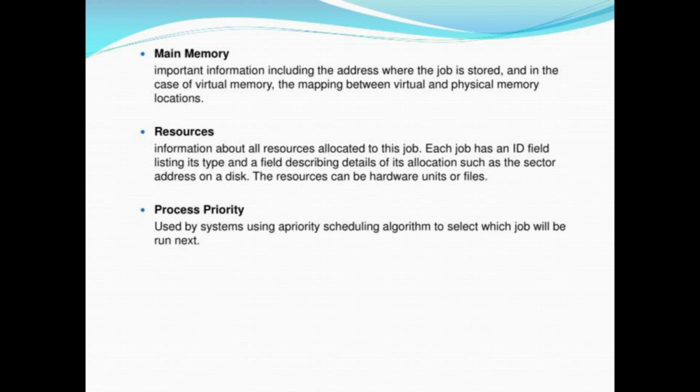Main memory: important information including the address where the job is stored and, in the case of virtual memory, the mapping between virtual and physical memory location. Resources: information about all resources allocated to this job. Each job has an ID field listing the type and a field describing details of allocation, such as sector address on a disk. Process priority is used by the system's scheduling algorithm to select which job will be run next.